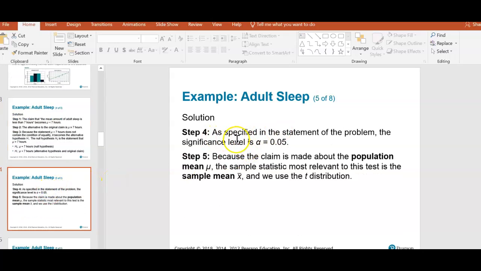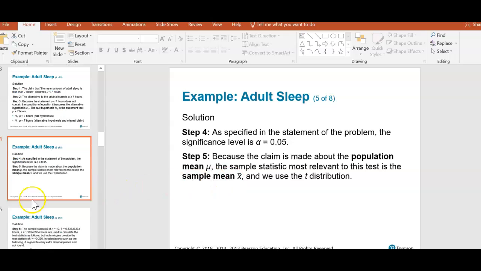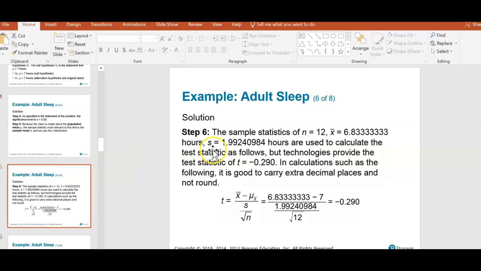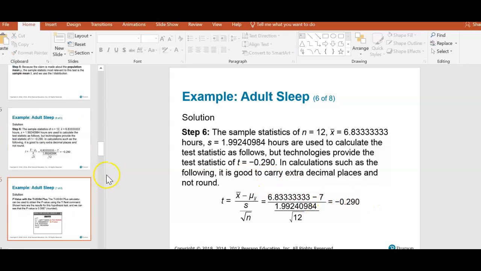So we have our significance level as 0.05, and we're making a claim about a population mean. Our sample statistic we're going to use is our sample mean, and we're going to use the t-distribution because we don't know the standard deviation, right? That's when you use the t-distribution. They go through the steps here to calculate the t-value. We're going to do that in StatCrunch. You can see they got negative 0.290.